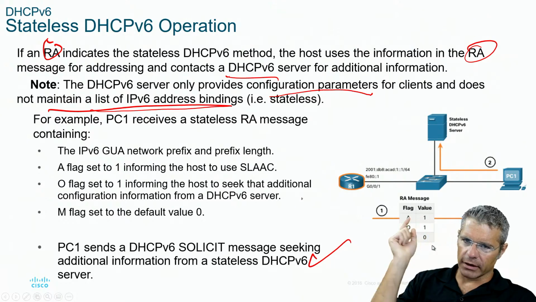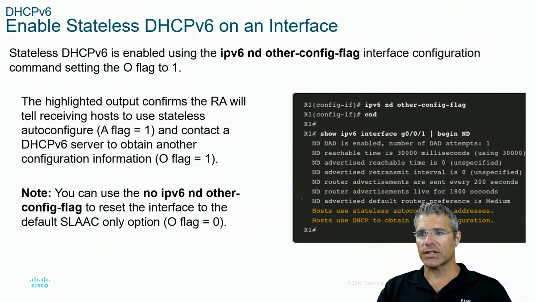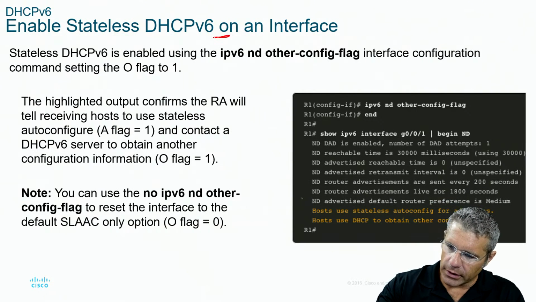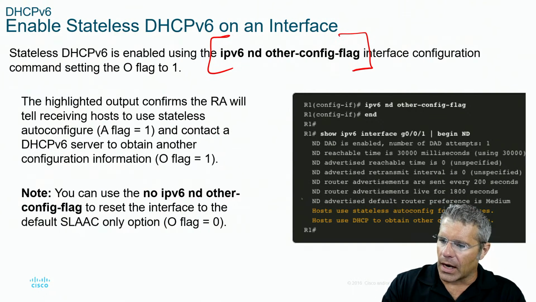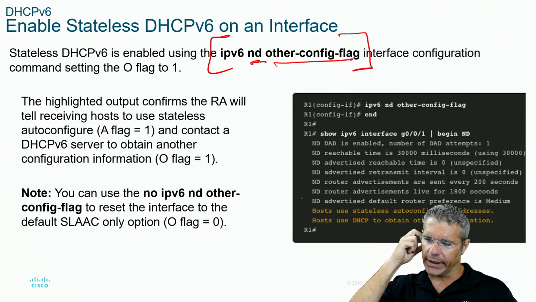I like how I have a router advertisement going in my head. So you want to turn that on your favorite Cisco switch. Go in IPv6 ND other config flag. We'll set the O flag, the other flag, to 1.